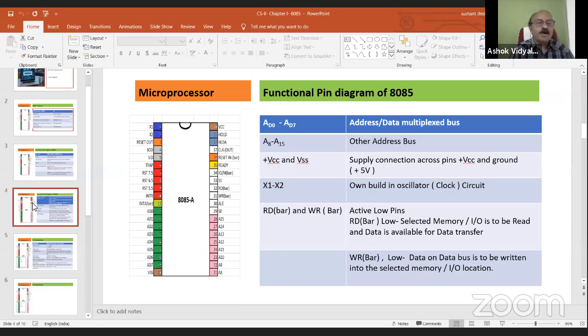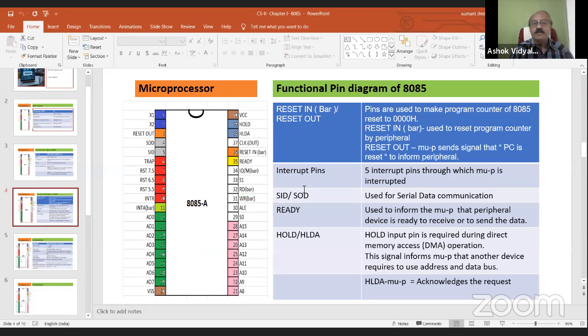So this is RD bar, then reset, interrupt. SID and SOD are used for serial data communication. There are many devices which require parallel communication or serial communication for the peripherals. So to do this communication, the SID and SOD pins are used for serial communication.